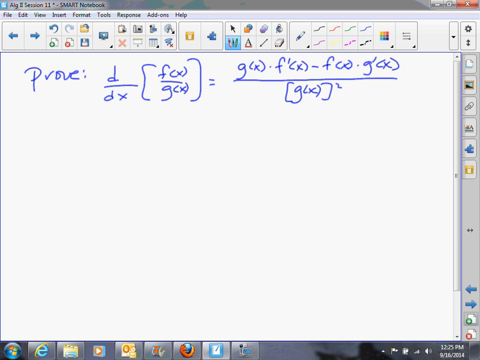Now there is a mnemonic for this. If g of x is the low function and f of x is the high function, you can remember this as low d high minus high d low over low low.